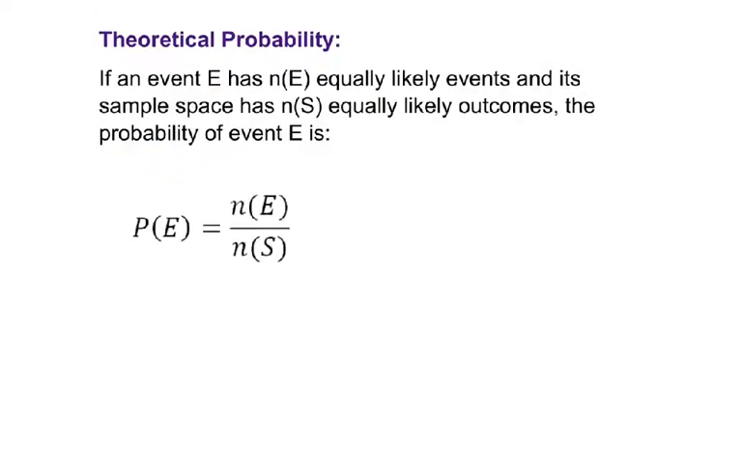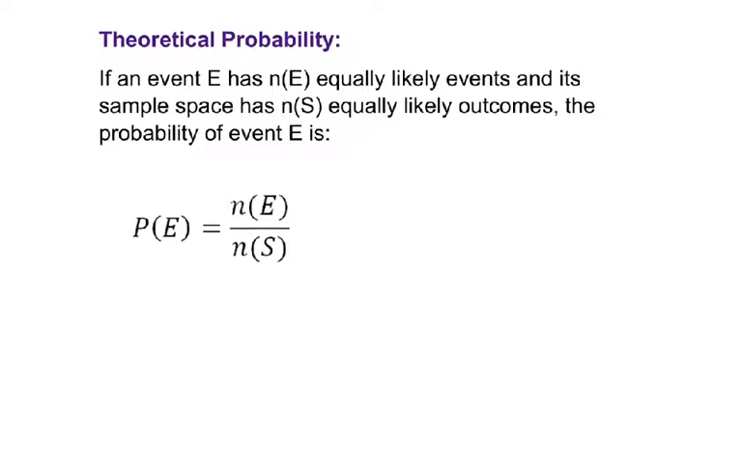Theoretical probability is something like a die. So we already know for a standard die that all 6 sides have an equal probability of coming up. So we don't have to run experiments on that. So in this case, if an event E has n(E) equally likely events, that's what n(E) means, how many events are possible.